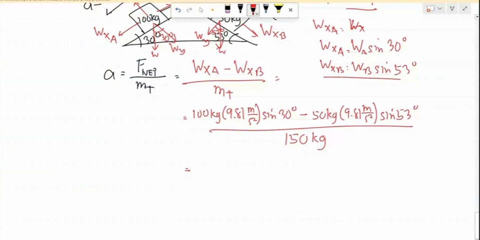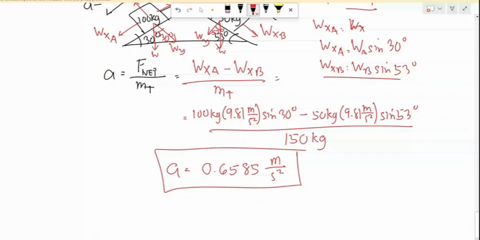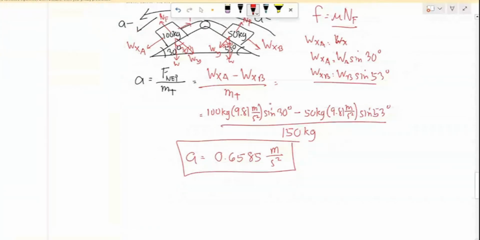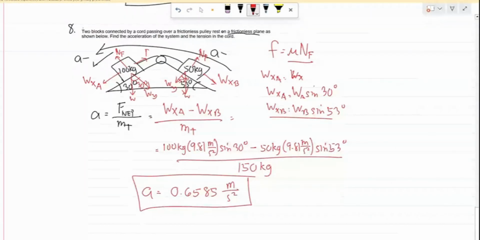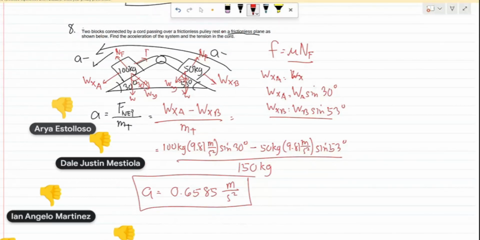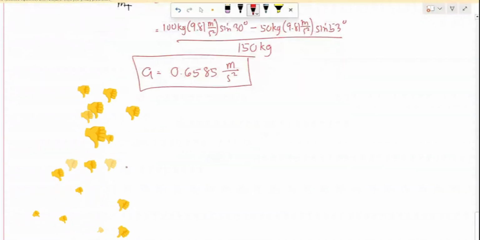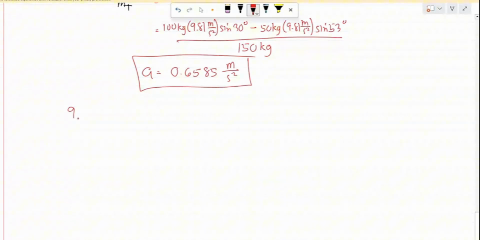So therefore, guys, our acceleration would be what? So I think tama po yung kay Miss Balian. That is 0.6585, of course, in meters per second squared. So this would be the acceleration of the system. Okay, any questions so far? Wala naman. Okay, so we are done with our last question regarding Newton's second law.